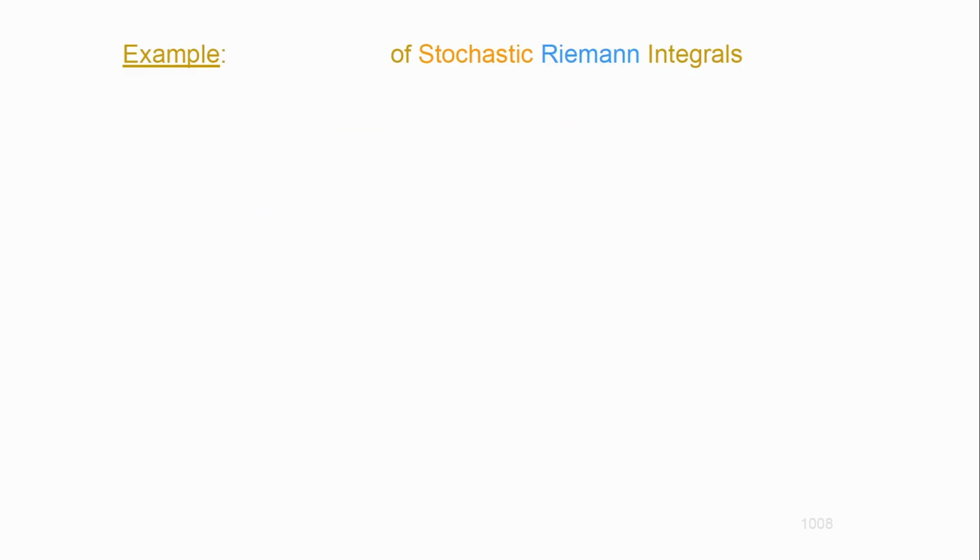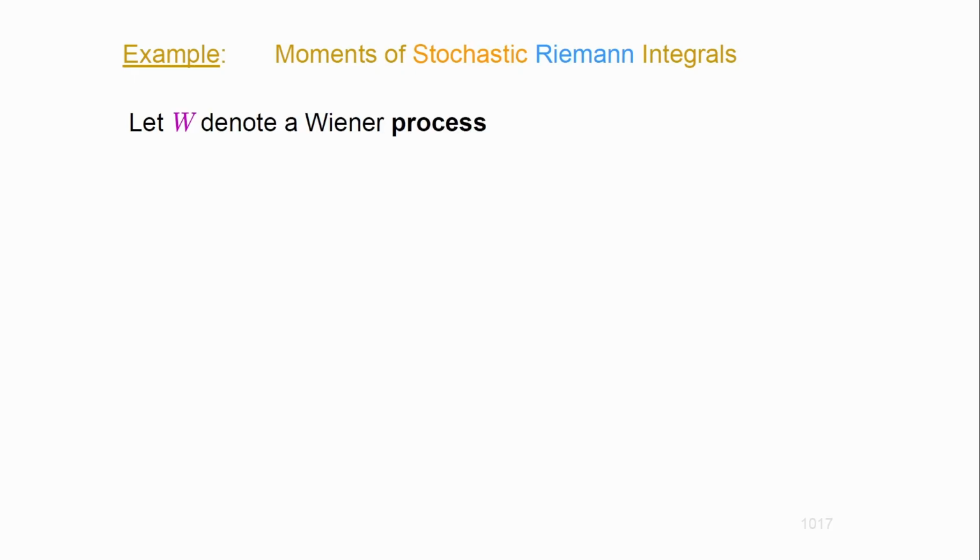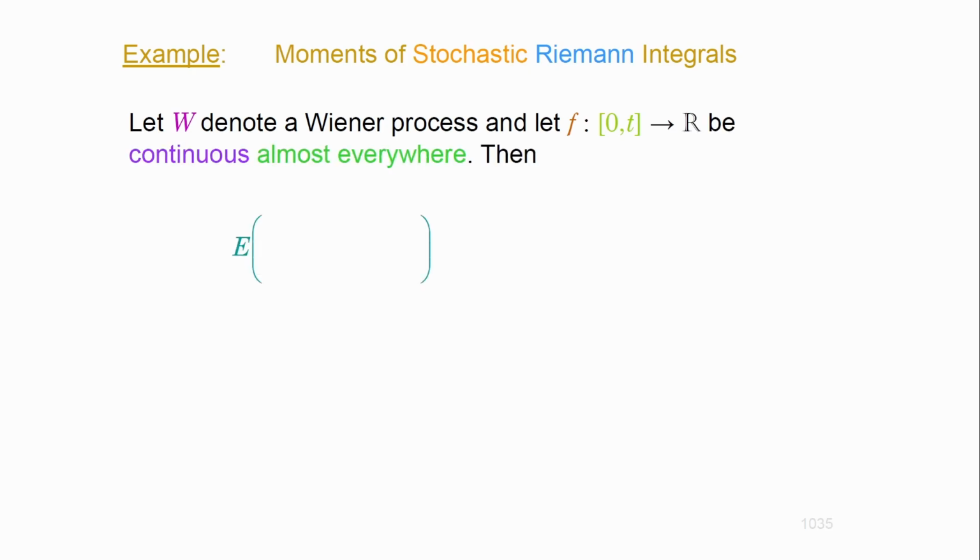Now, I'm going to address the moments, and see what the point is, assuming that this function is continuous almost everywhere. Now, what about the expectation of it? The expectation of that is the integral of the expectation. And since f is deterministic, you can take it out from the expectation operator, which I did.